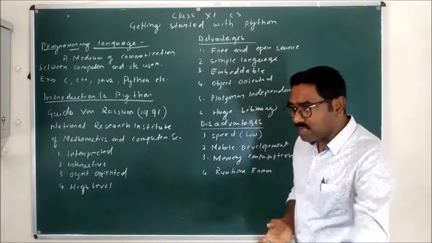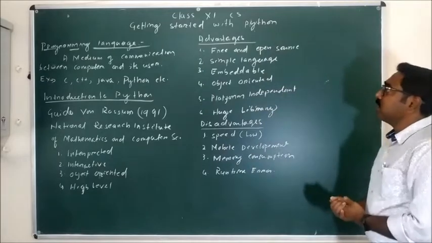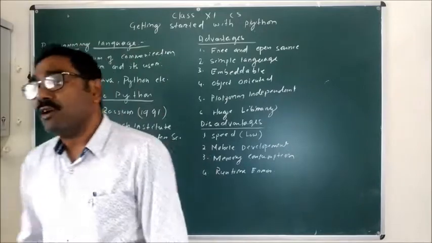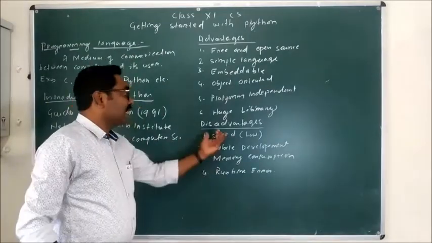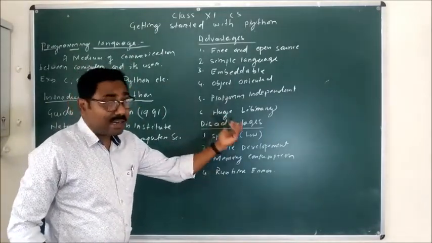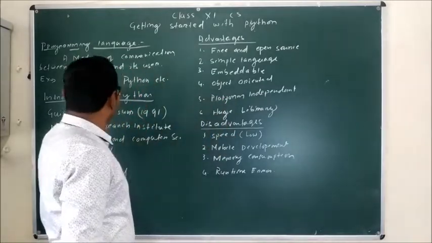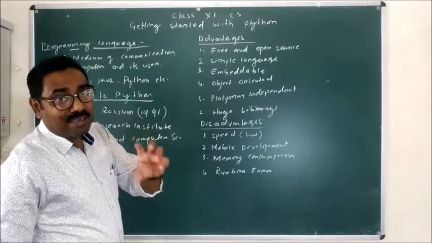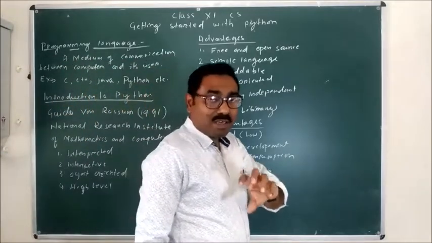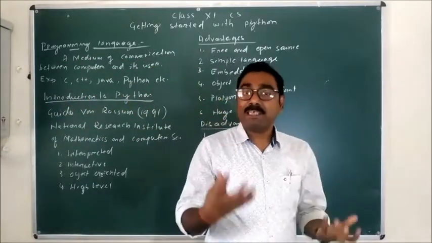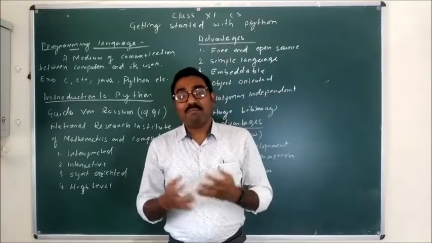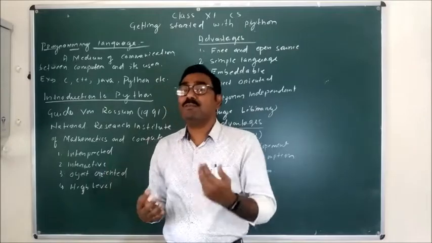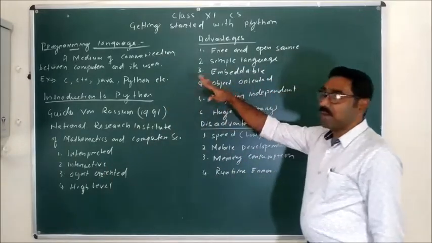Okay, now if there are advantages, there must be some disadvantages. The first disadvantage of Python is its speed. It is considerably slower than C, C++ and Java. That means if you write a program in C++ or C and execute it, that program will probably run faster than a program developed in Python.